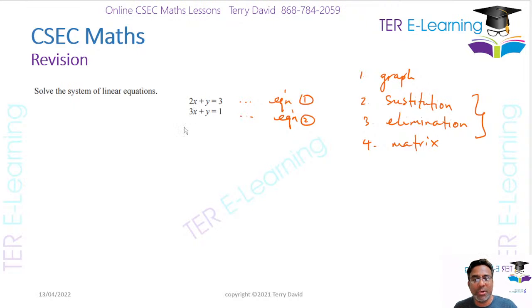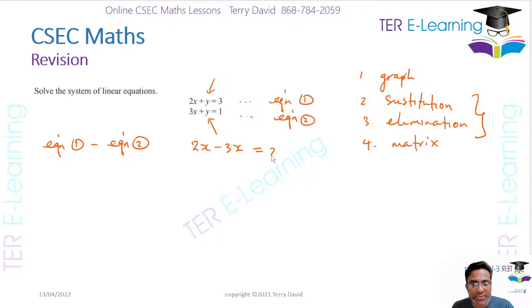So this pair looks like an easy simultaneous equation, right? And I'm going to use elimination. So in the first equation, I have y, and in the second equation, I also have y. So what I'm going to do is to simply subtract both equations, so I eliminate y. So I'm going to say equation 1 minus equation 2, right? So 2x minus 3x, y minus y is going to give me 0. Put back the equal sign. 3 minus 1 is going to give me 2.